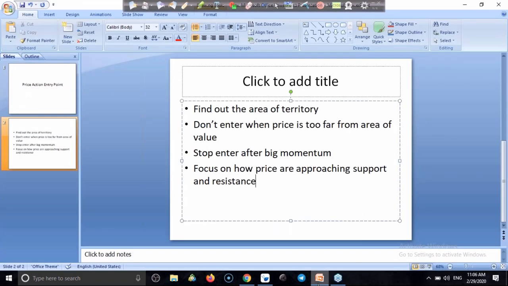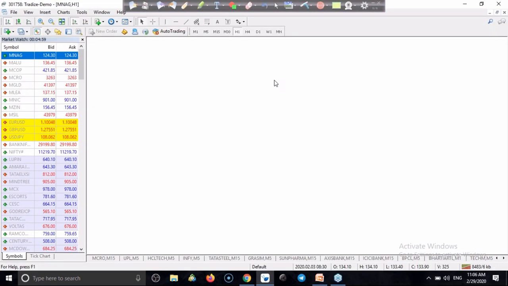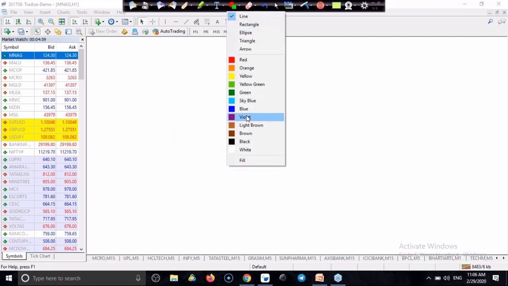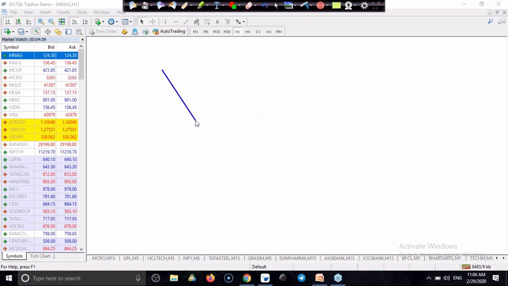So first step, find out the area of territory. What is the meaning of area of territory? First, let me tell you, suppose price is running in a downtrend according to the price action method, and they are creating lower low and lower low. Suppose price is running like that, creating lower low, lower high, and the lower low, and the lower high, and the lower low. Now you can see when price is creating lower low and lower low, lower high, and the lower low, lower high, and here we have seen there is a lower low.